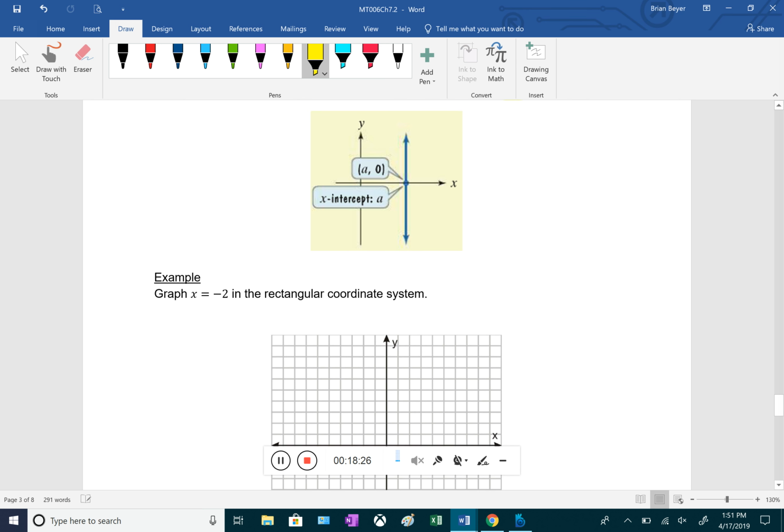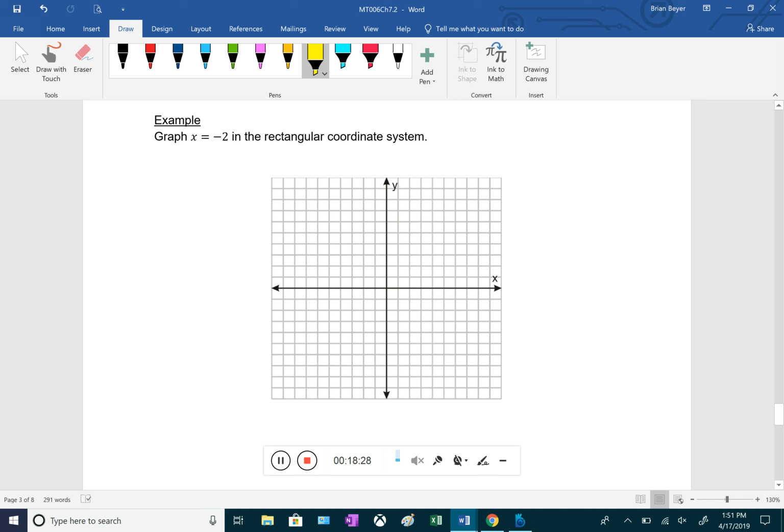So for example, let's graph x equals negative 2. So all we have to do is recognize it's x equals a number. So we go to that x-intercept of negative 2, and we draw a vertical line and throw some arrows on the end. And that's all we have to do, x equals negative 2.